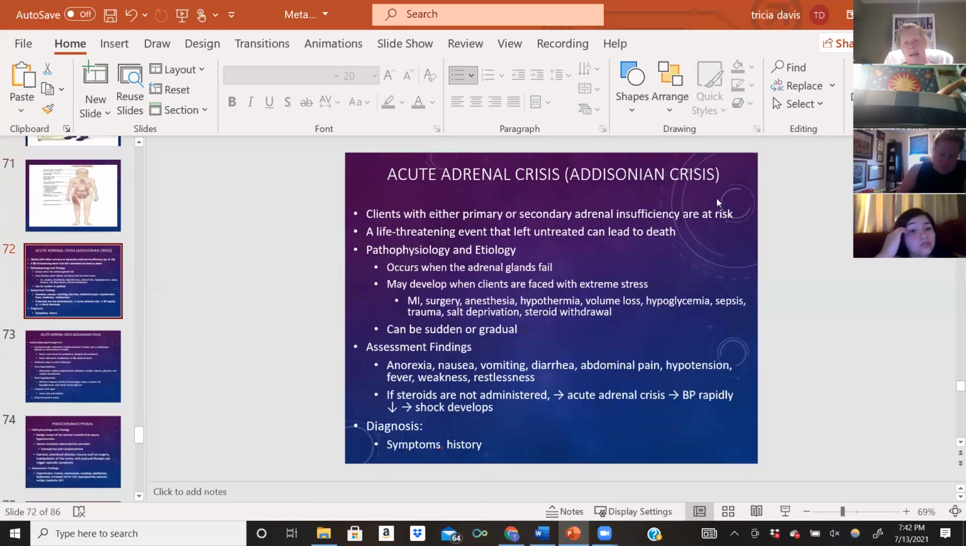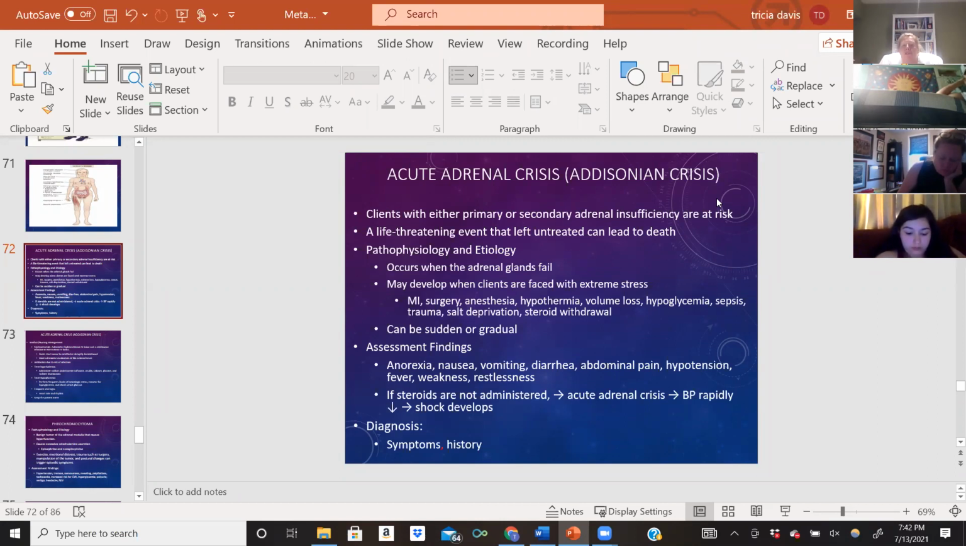All right, so sometimes our patients will get what's called an Addisonian crisis, or it's also called an acute adrenal crisis. So any patient that previously had a primary or a secondary adrenal insufficiency is at risk for developing this Addisonian crisis. This is a life-threatening condition. If it is not noticed and it is left untreated, it can be fatal. So this occurs when the adrenal glands just fail to operate. We see it happen in patients that are dealing with extreme stress.